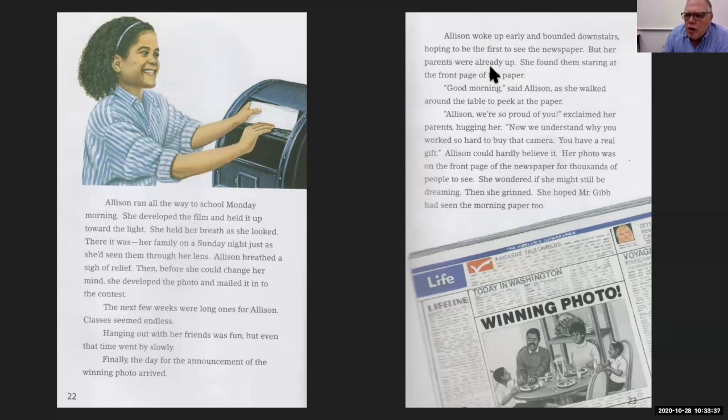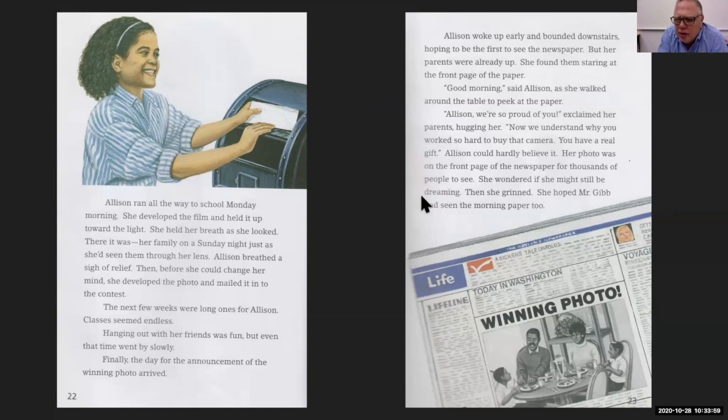Her parents were already up. She found them staring at the front page of the paper. "Good morning," said Allison as she walked around the table to peek at the paper. "Allison, we're so proud of you," exclaimed her parents, hugging her. "Now we understand why you worked so hard to buy that camera. You have a real gift."